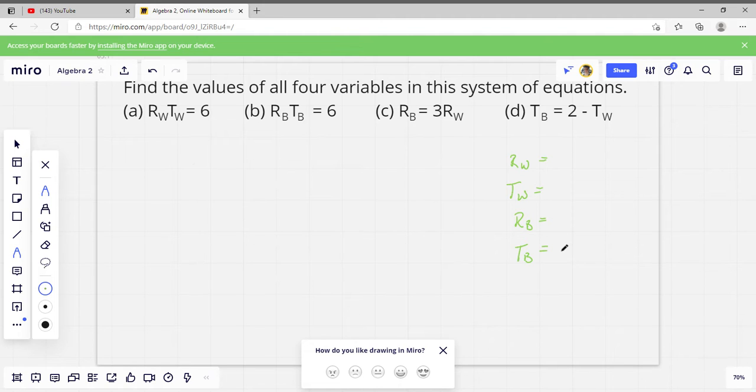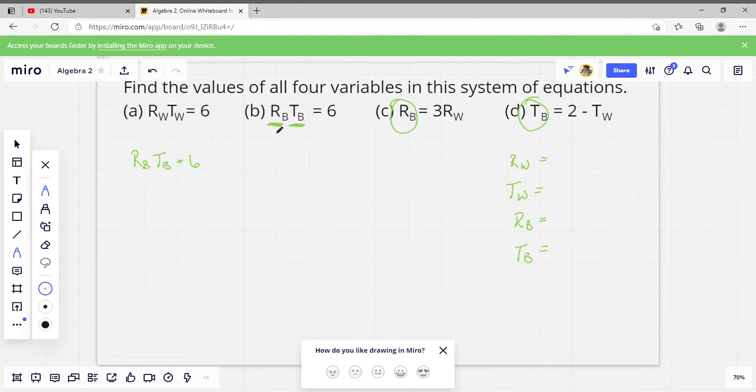If we look at these carefully, we can see that we've got RB right here by itself on one side of the equal sign and a TB by itself. RB is located here and here. TB is right here in this equation. So we can just substitute those values in. We're going to use B right here as our base equation. So we've got RB times TB equals 6.